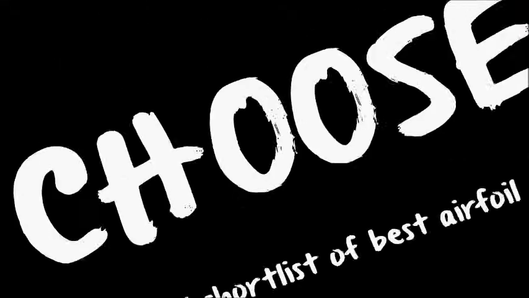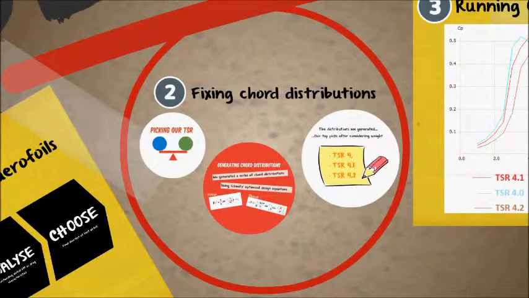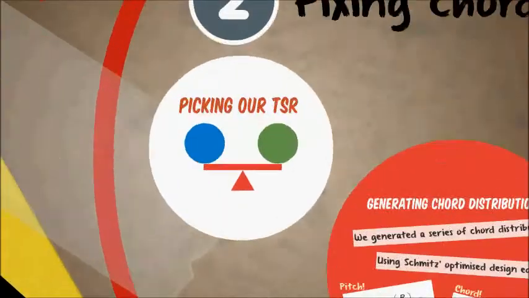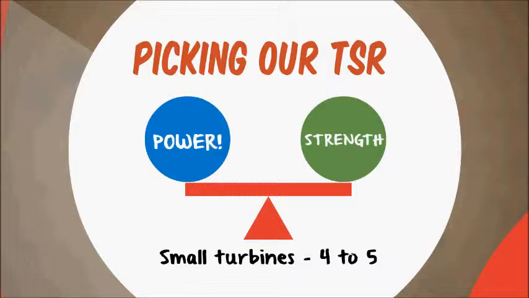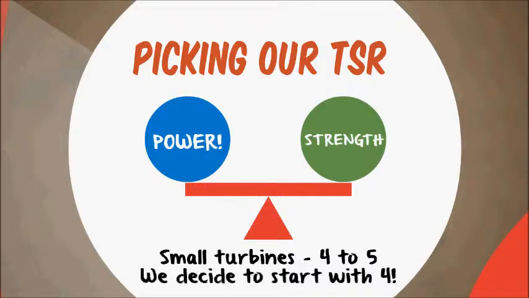With the airfoils shortlisted, we went to fixed chord distributions next. We had to pick our TSR first. Now, we wanted a TSR to balance both power and strength. For small wind turbines, the ideal TSR is between 4 and 5, so we decided to start with 4.